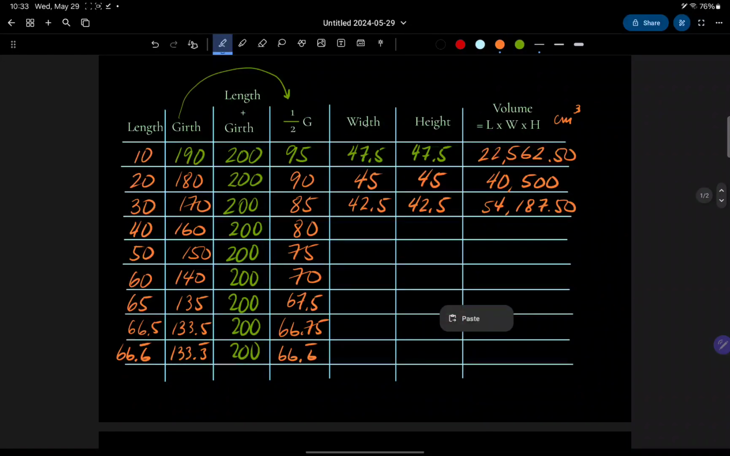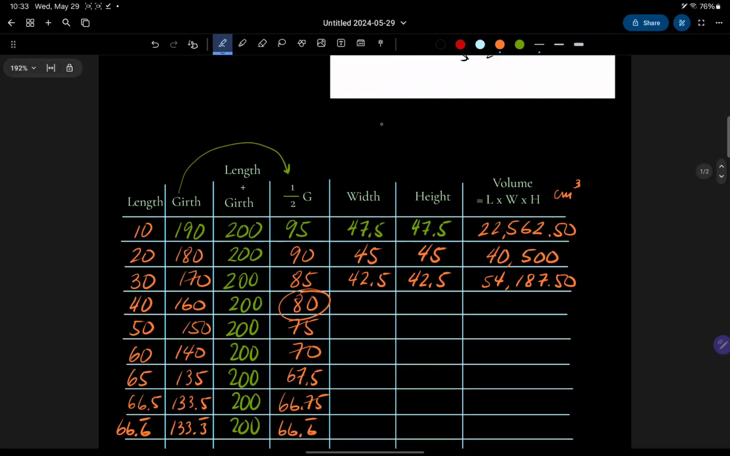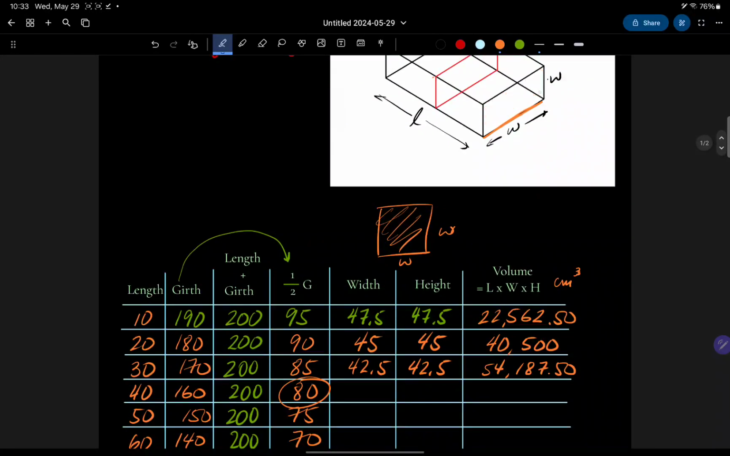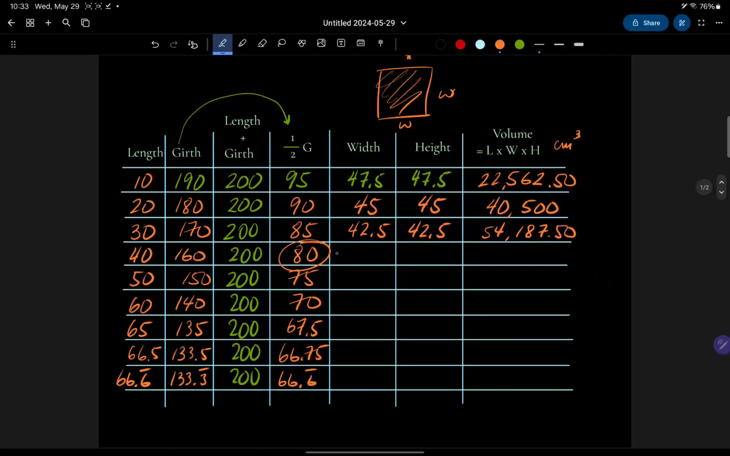The width, again, remember guys, the width and the height happen to be the same because the height is no longer height. We're going to call it the width because the end here is a square. This end right here is a square, which I put right over here. So 80 divided by 2 is 40. That goes here, and then 40 and 40. The volume is length times width times height, which is 40 times 40 times 40, and that gives us 64,000.